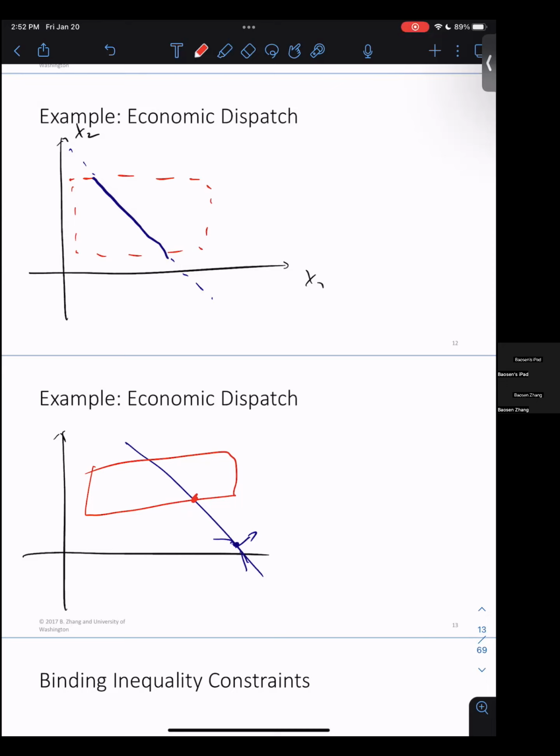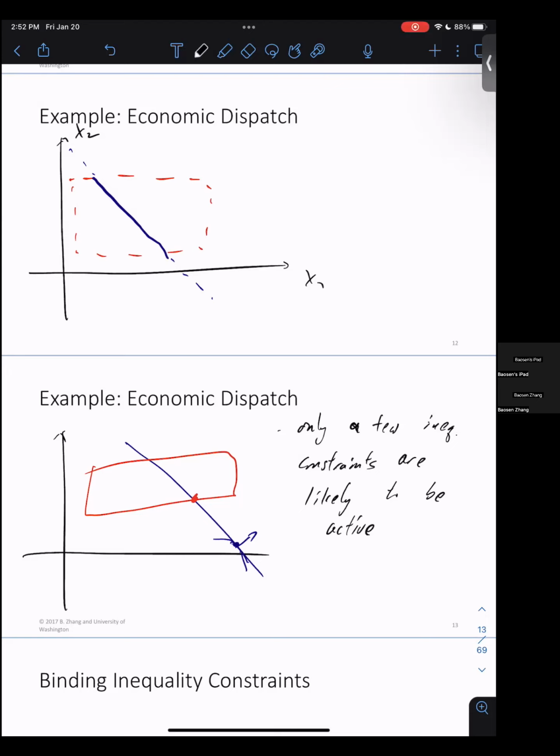Okay, so the thing to recall is that only a few are active. Active means you're binding on an inequality constraint. So even in very high dimensional problems, it's not very likely that a lot of the constraints will be binding. I think in most problems only a few constraints are binding.